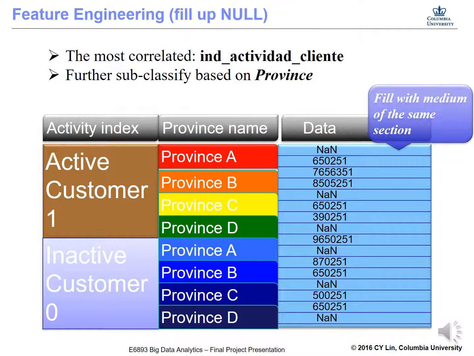So we firstly divide all the data into two parts, active and inactive. Then for each part, we group them by their province. And finally, in each small section, we filled the none data with the median of the same section.